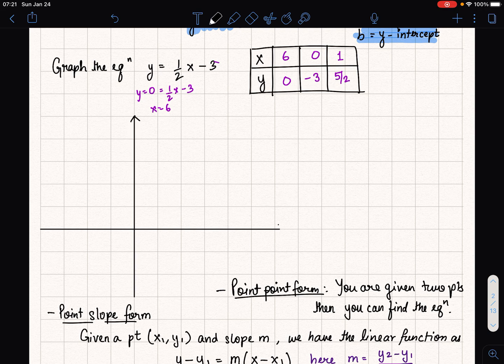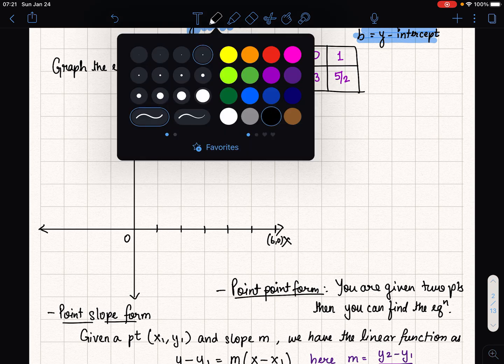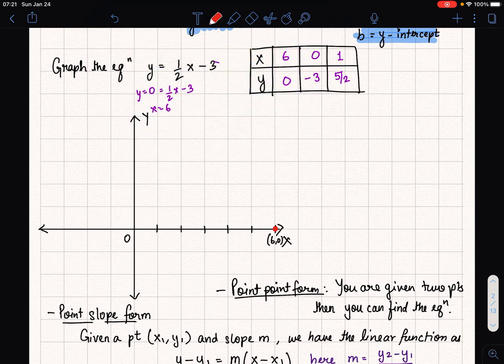This is our Cartesian plane. You have the x-axis, you have the y-axis, we have the origin. So at y equals 0, we have x equals 6. So we have 1, 2, 3, 4, 5, 6. This is 6, 0. So this is 1 point. Next is when x is 0, y is -3. So we have the point here.